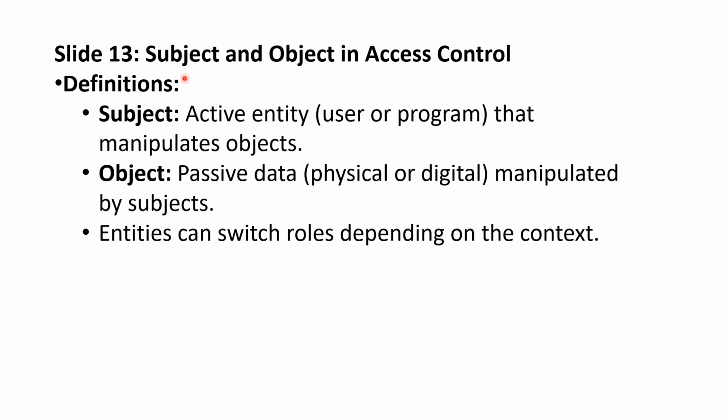Subject and object in access control. Subject: an active entity that manipulates objects. It can be a user or a program. Object: the passive data, physical or digital, manipulated by the subjects. Entities can switch roles depending on the context.